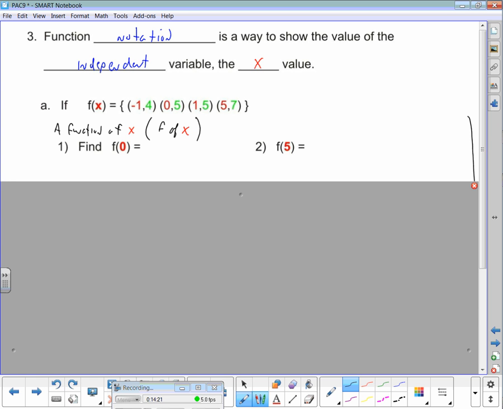Okay. So we said here's a function f of x, and it's the set -1, 4, 0, 5, 1, 5, 5, 7. So I need somebody to raise your hand. Does anybody have any idea what the answer to this question is? Think about it. It's not hard. Let me give you a second. Find f of 0. Josh, what do you think?